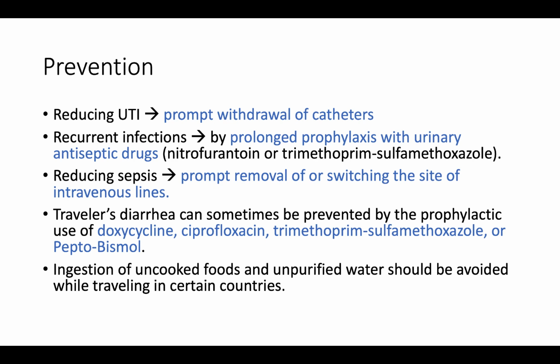Prevention. Reducing UTI: prompt withdrawal of catheter. If you have a UTI in the hospital, you need to remove the catheter quickly. Remove it. Recurrent infections: prolonged prophylaxis with urinary antiseptic drugs, for example nitrofurantoin or trimethoprim-sulfamethoxazole. Reducing sepsis: prompt removal and switching the site of IV lines.